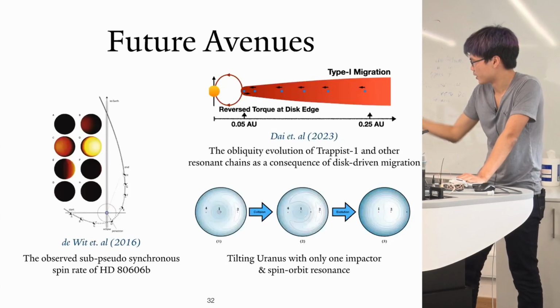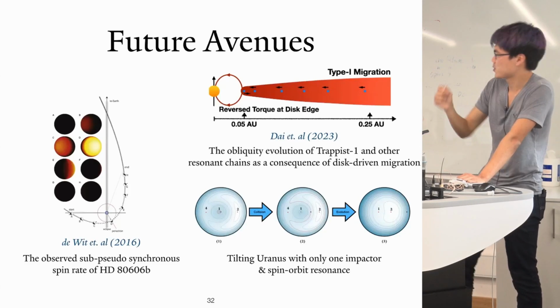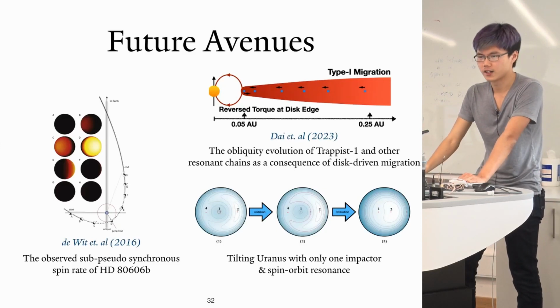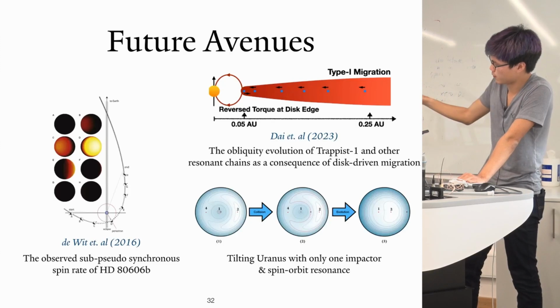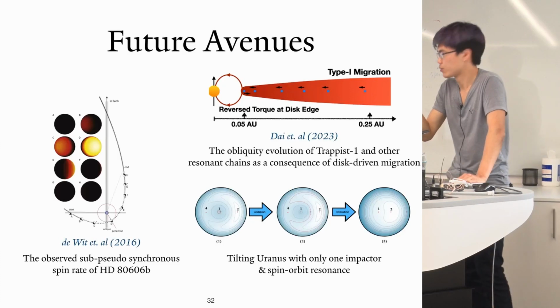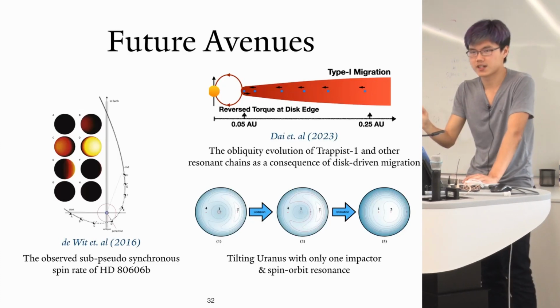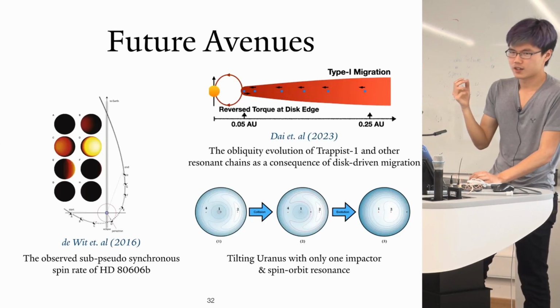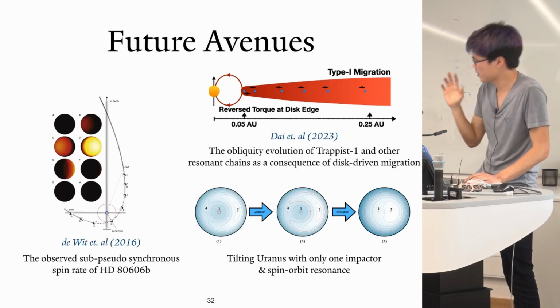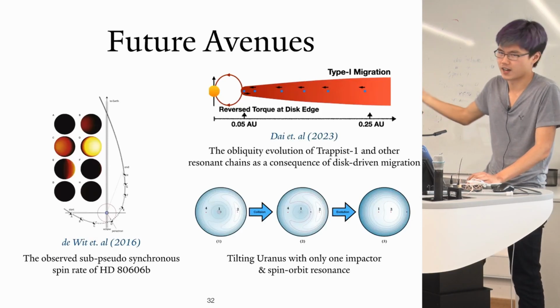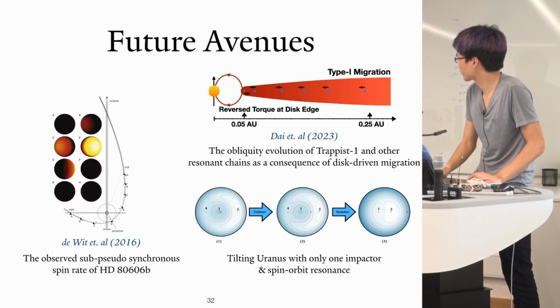One of them is the observed sub-pseudo-synchronous rotation of HD 80606b, which is one of the most eccentric exoplanets we know of today. The interesting thing about this planet is, recall earlier I talked about the predicted equilibrium pseudo-synchronous state that planets are supposed to be rotating in. Well, in 2009, there were Spitzer Space Telescope observations of this planet, which showed that it was actually rotating much slower than the pseudo-synchronous rate. So an exploration of that is probably worth doing.